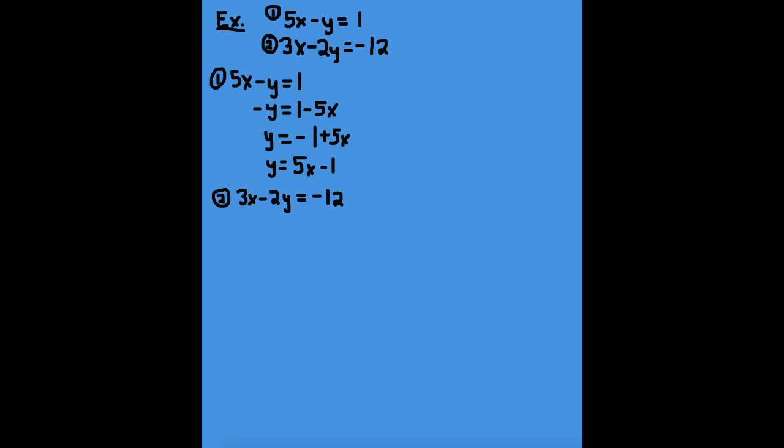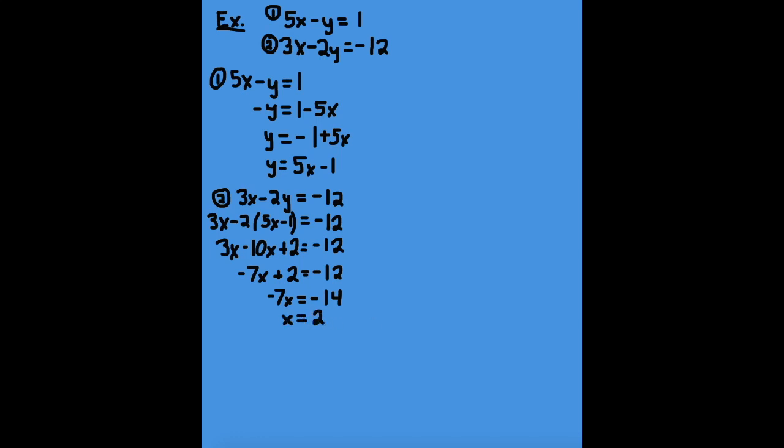So when we substitute the first equation inside equation 2, we get 3x minus 2 times (5x minus 1) equals negative 12. When we distribute, we get 3x minus 10x plus 2 equals negative 12. When we combine the x terms, we get negative 7x plus 2 equals negative 12. When we subtract 2 on both sides, we get negative 7x equals negative 14. When we divide by negative 7 on both sides, we get x equals 2.